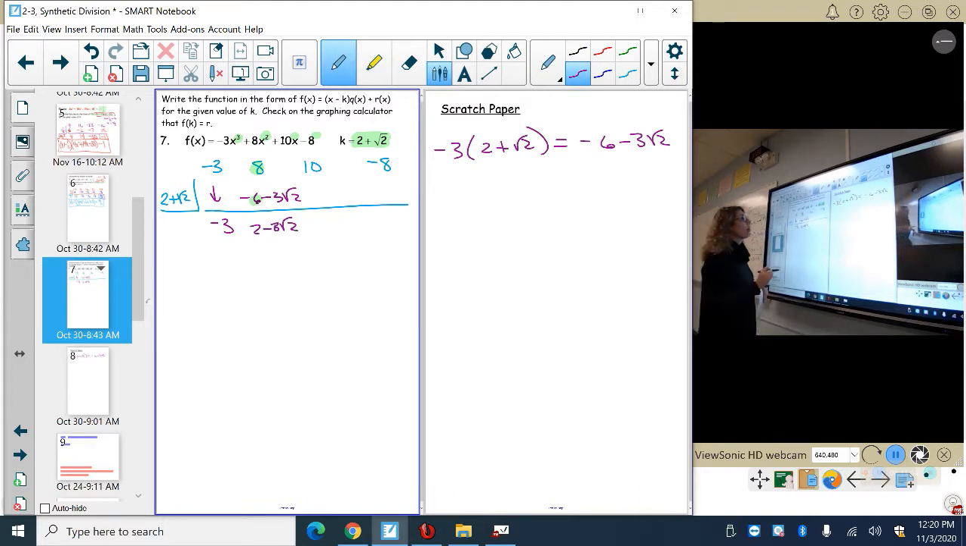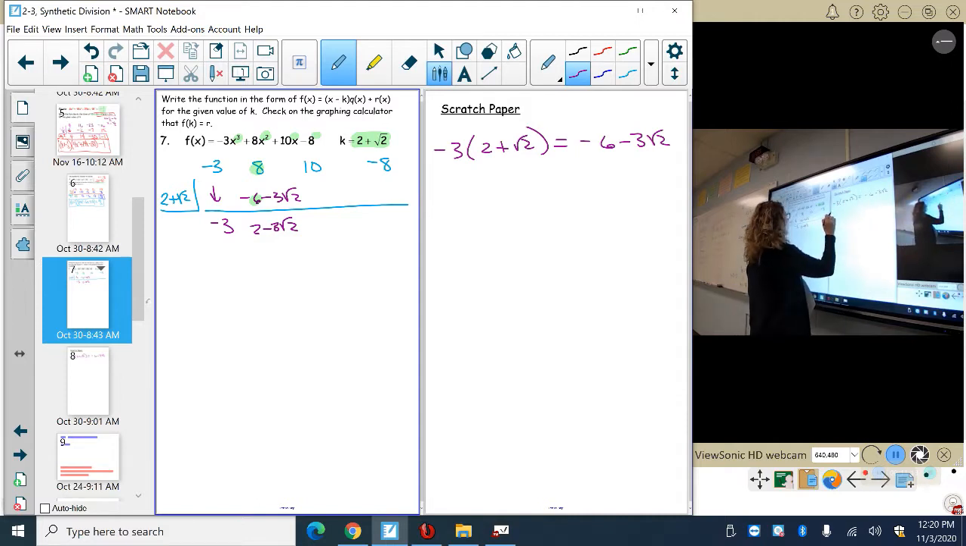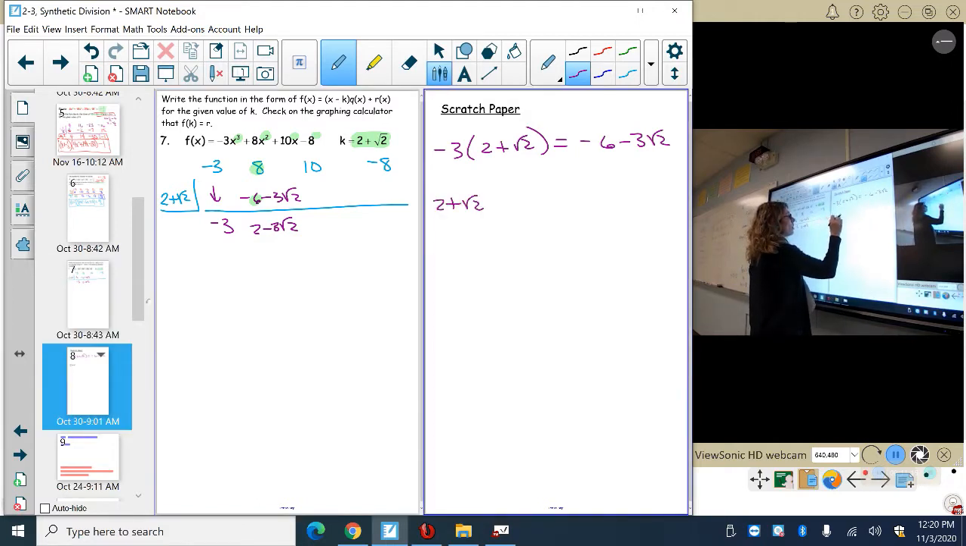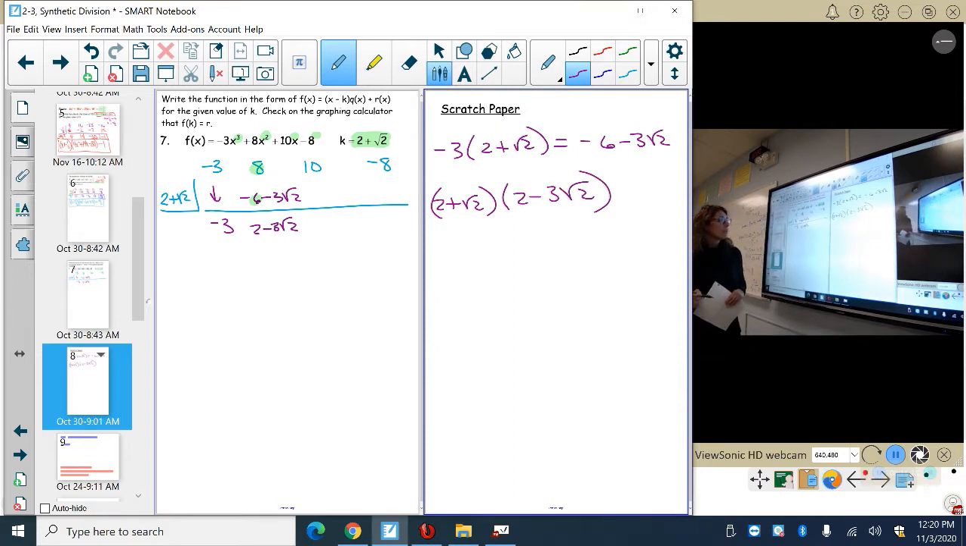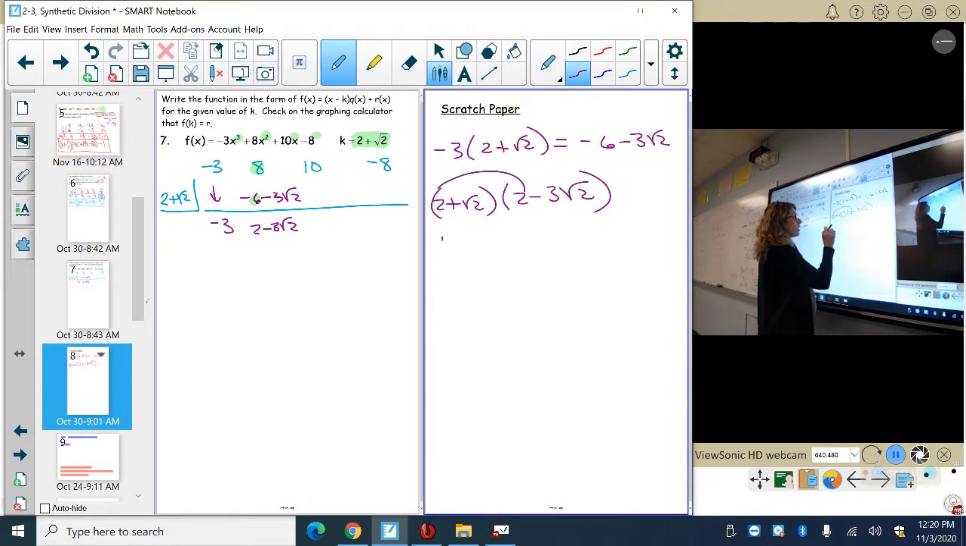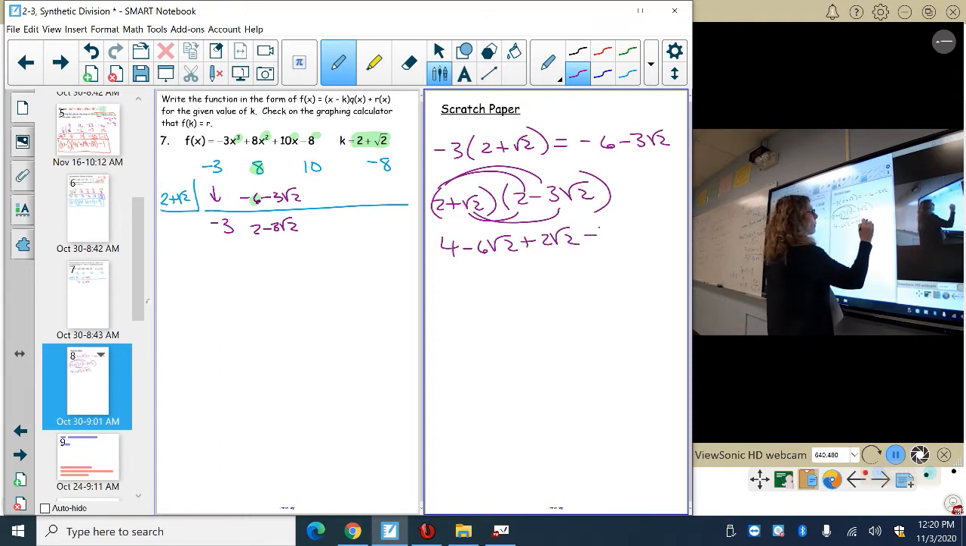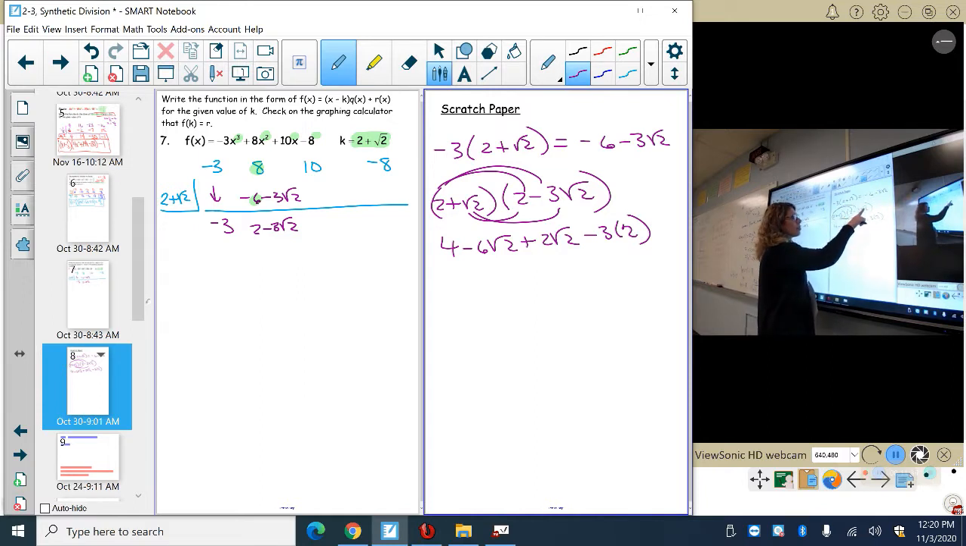Okay? So now I have to multiply 2 plus the square root of 2 times 2 minus 3 square roots of 2. So if I FOIL, this gives me 4 minus 6 square roots of 2 plus 2 square roots of 2 minus 3 times 2. Why is it 2? Because the square root of 2 times the square root of 2. These two multiplied together give you the square root of 4, which is 2. Okay?